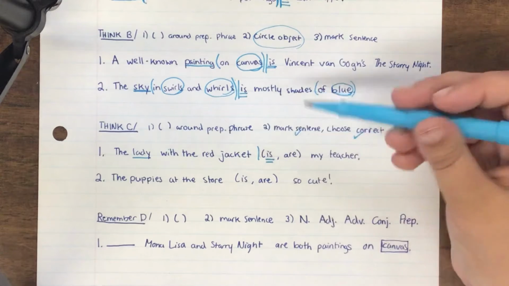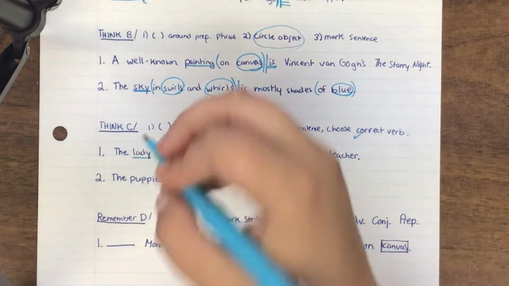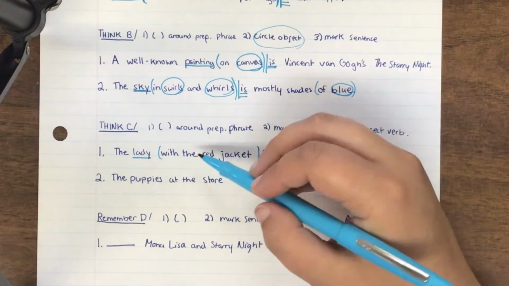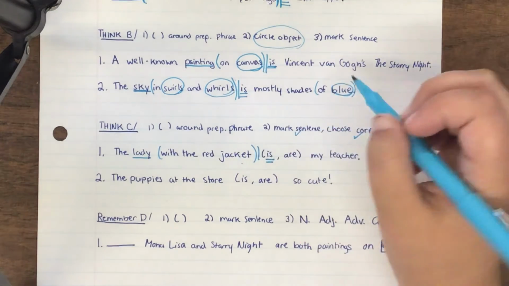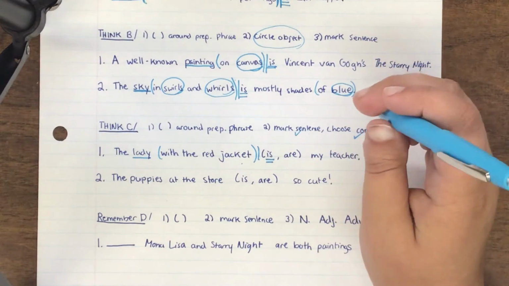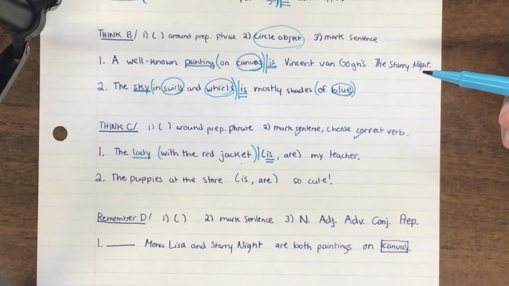Now I have to put my prepositional phrase in parentheses. So looking for words that are prepositions, with. With is a preposition. With what? With the red jacket. So jacket is where my prepositional phrase ends. And there we go. First sentence done. Let's look at the second one.